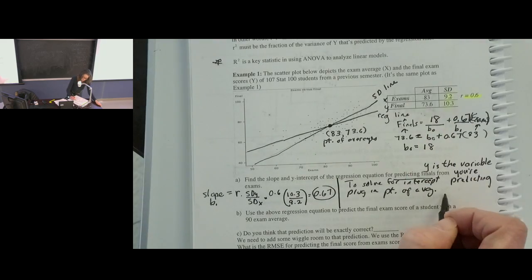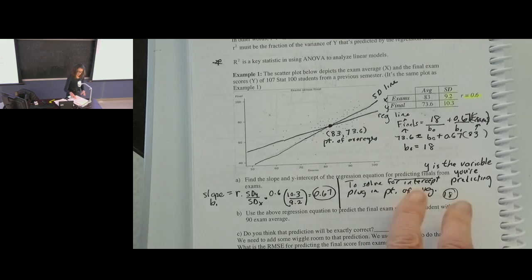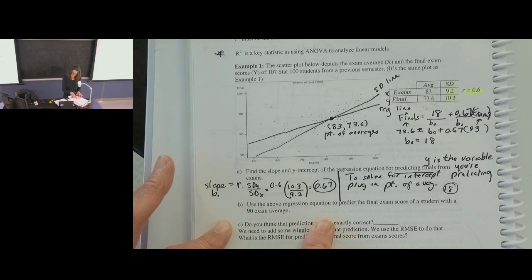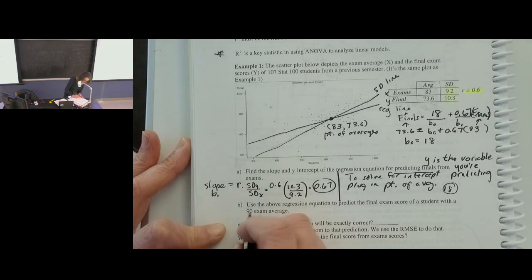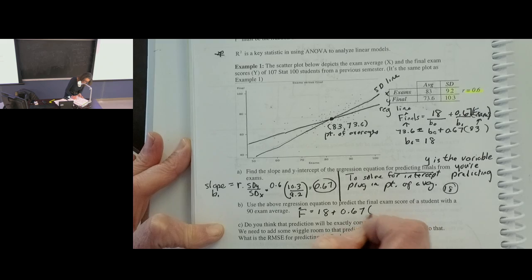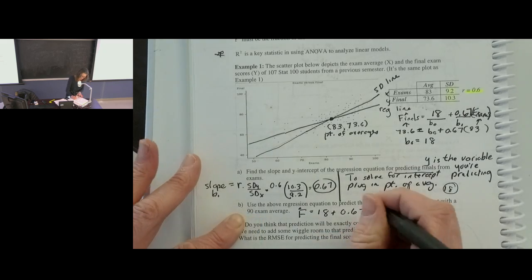And that's what we got, 18. So there's our slope, and there's our intercept, and there's our equation. Now we're going to use this equation to make predictions. All right? Use the equation to make predictions. So our predicted final is equal to 18 plus 0.67 times, what are we going to make a prediction for? Somebody who has an exam of 90.